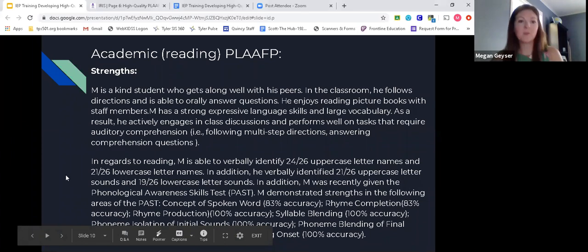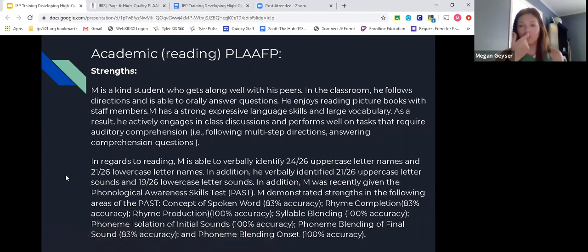And we start with our strengths. And just so you guys know, this is a 2nd grade student. To begin with, we have that personal strength about this kiddo. We talked about how he's very kind. He follows directions and he's able to answer oral questions. He enjoys reading picture books with staff members. You know, those things that we pick up on about our students, again, because we have such strong relationships with them. We get to know them really, really well when we work with them. I think it's really important to have that information in here. But we also want to have strengths that connect to the content area and how we can best support our students.